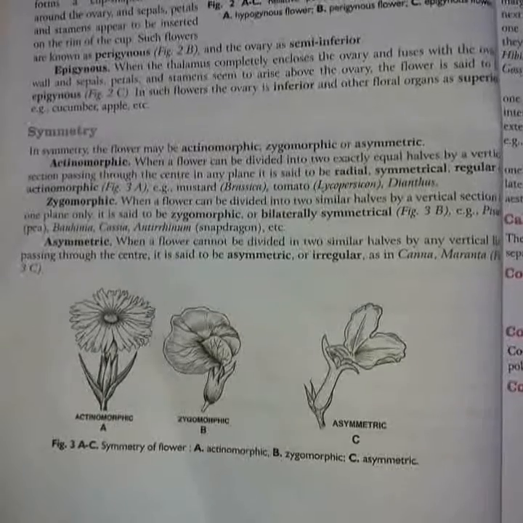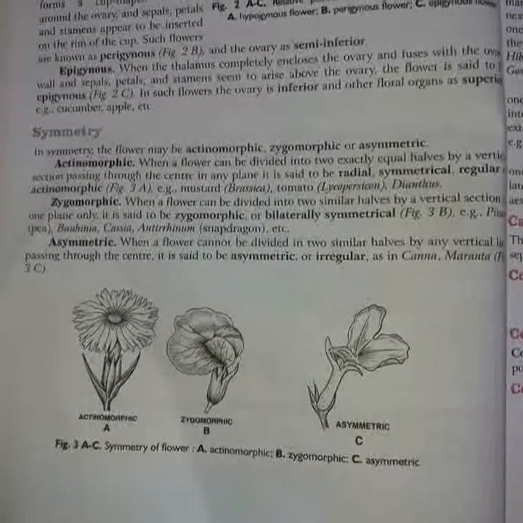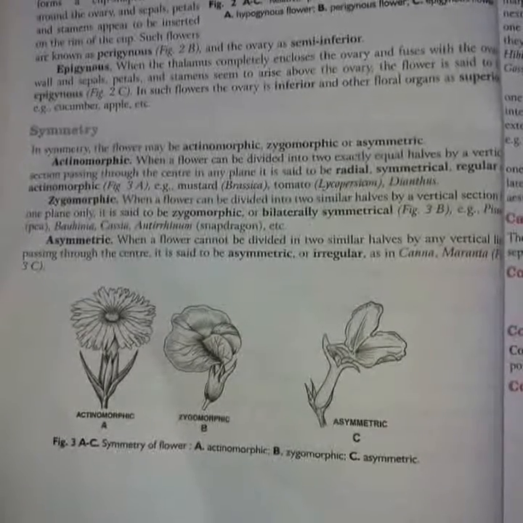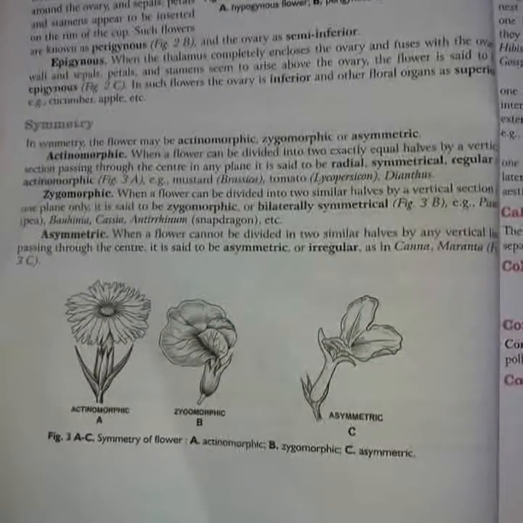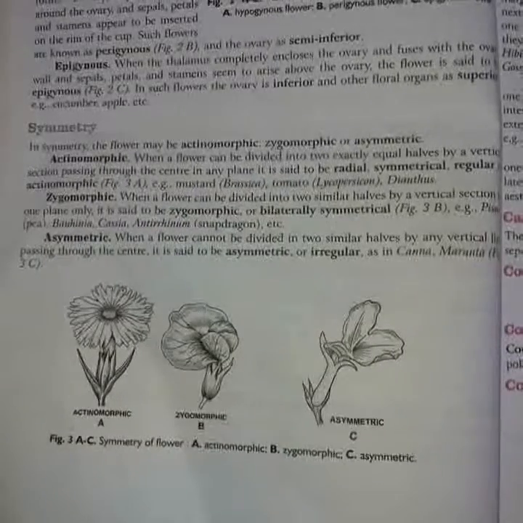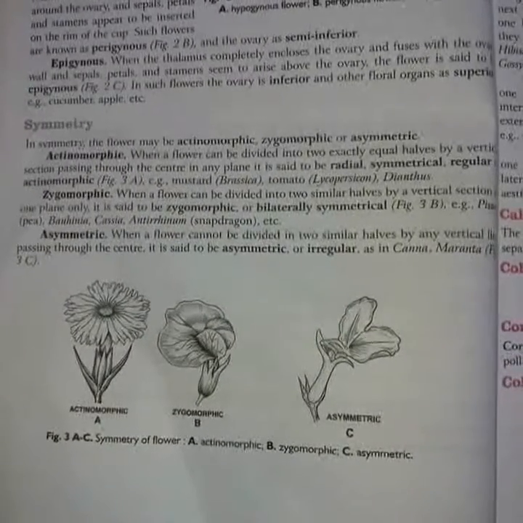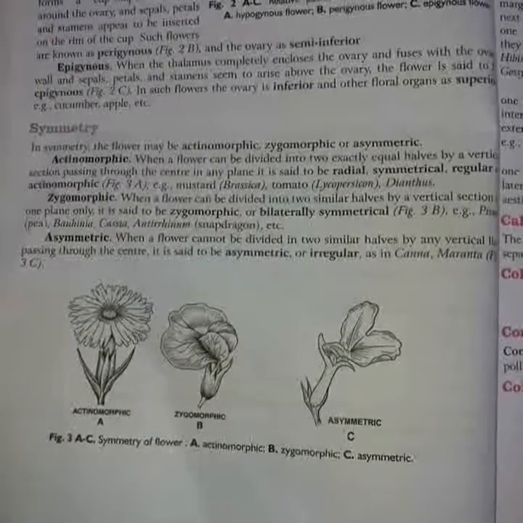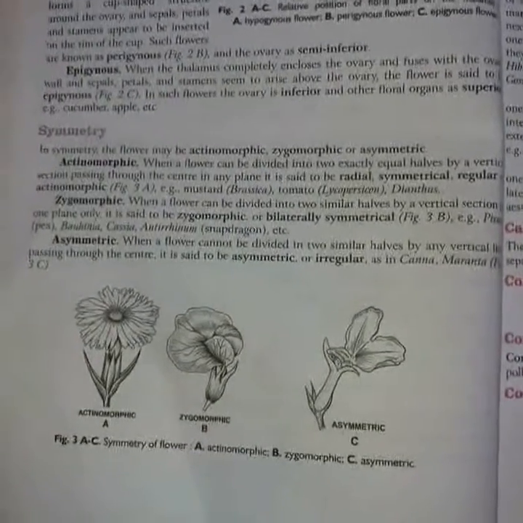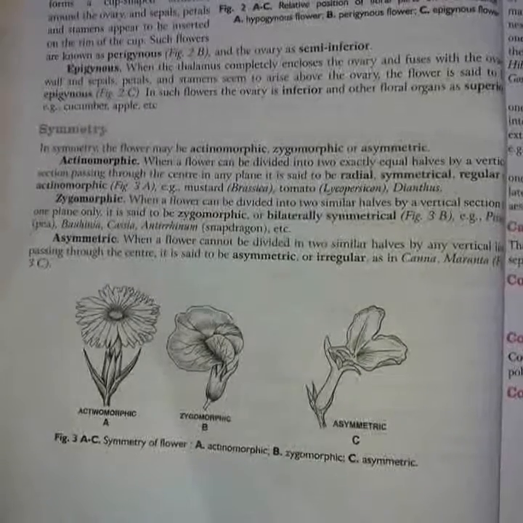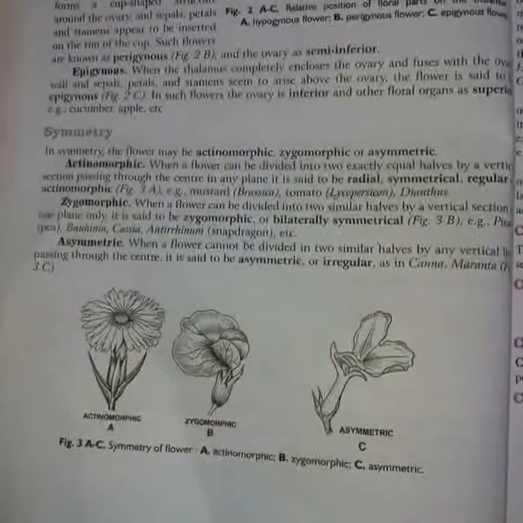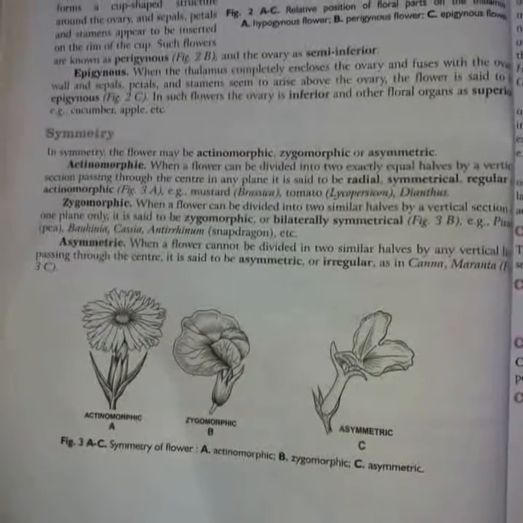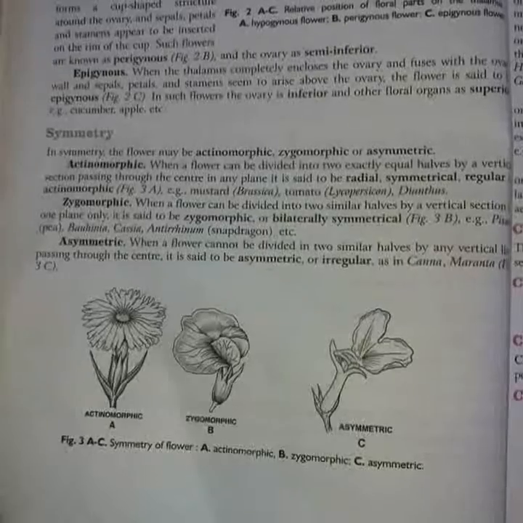When a flower can be divided into two exactly equal halves by a vertical section passing through the center in any plane, it is called radial or symmetrical or regular or actinomorphic symmetry. Mustard, tomato and dianthus plants present actinomorphic symmetry.